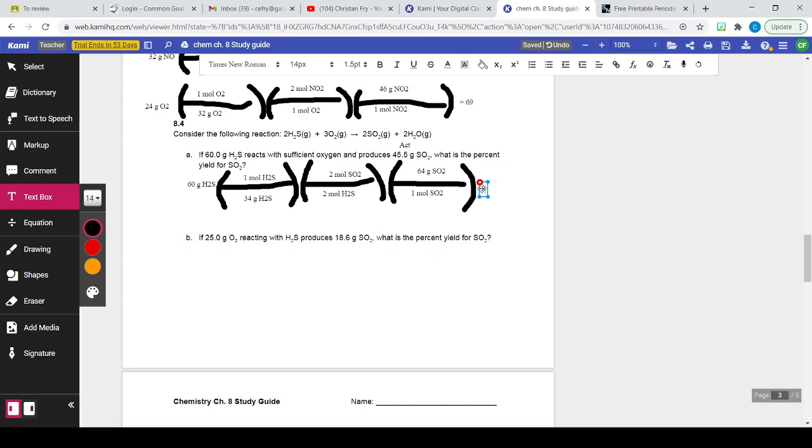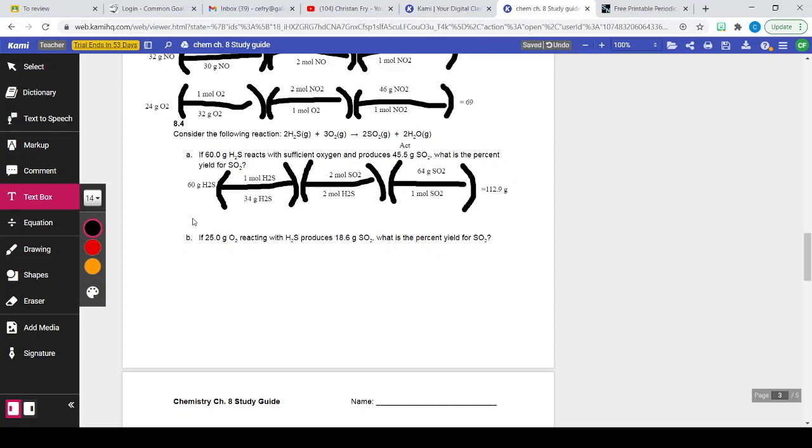All right, so in theory, this is what we should have made. We take 60 divided by 34. This 2 over 2 step really just kind of cancels itself out. I'm going to multiply by 64. So this is 112.9 grams. That's my theoretical.